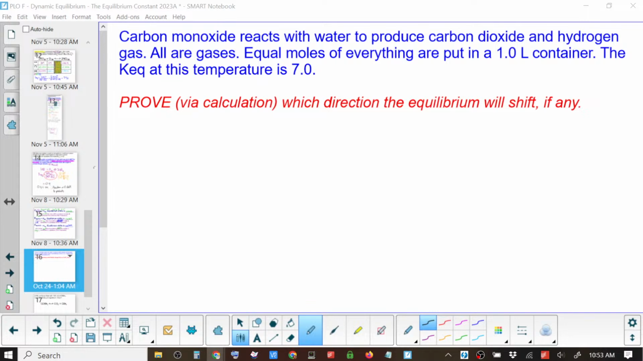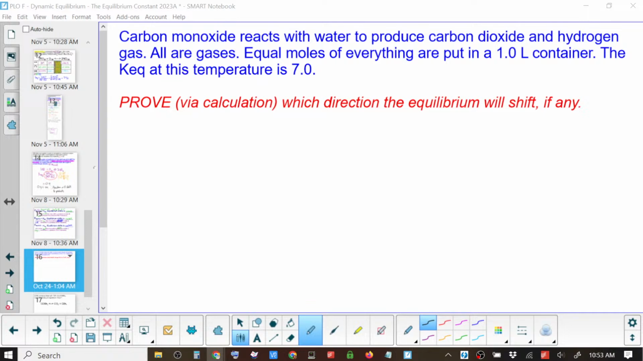So everything is 0. Like in the ice table, everything is technically 0 because we don't know how much we start with. What's the question? Is it solving for what it is at equilibrium? No, prove with calculation which way the equilibrium is going to shift. You need to know the KQ.